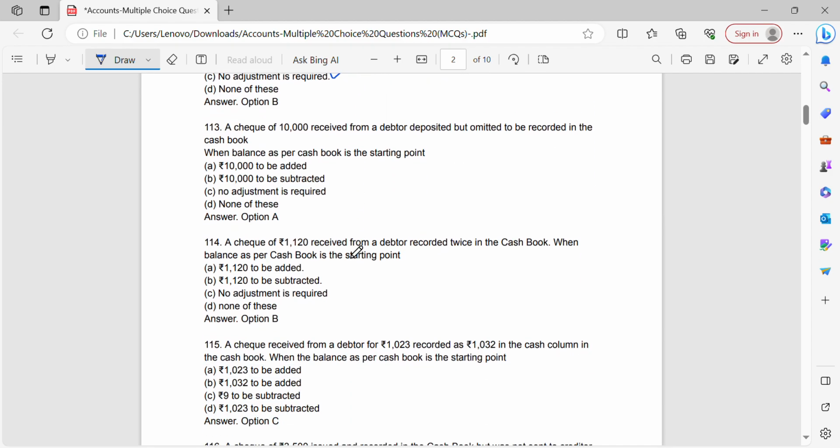A check of 10,000 received from a debtor, deposited but omitted to be recorded in the cash book, when balance as per cash book is the starting point. Option A, 10,000 to be added. Option B, 10,000 to be subtracted. C, no adjustment is required. D, none of this. Answer is A, rupees 10,000 to be added.